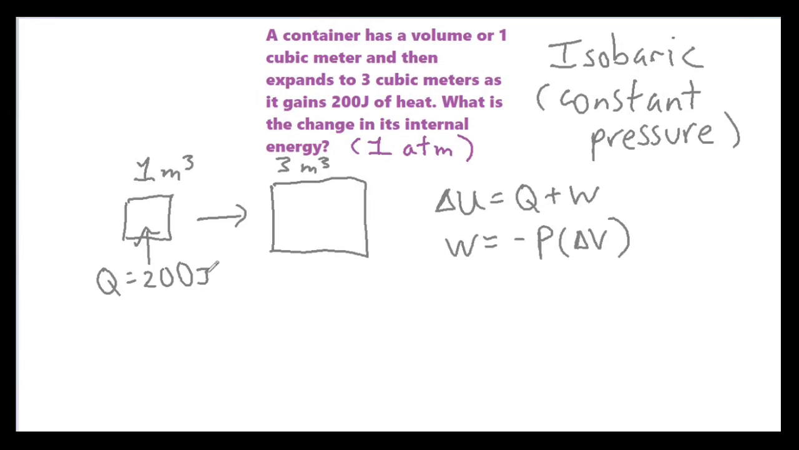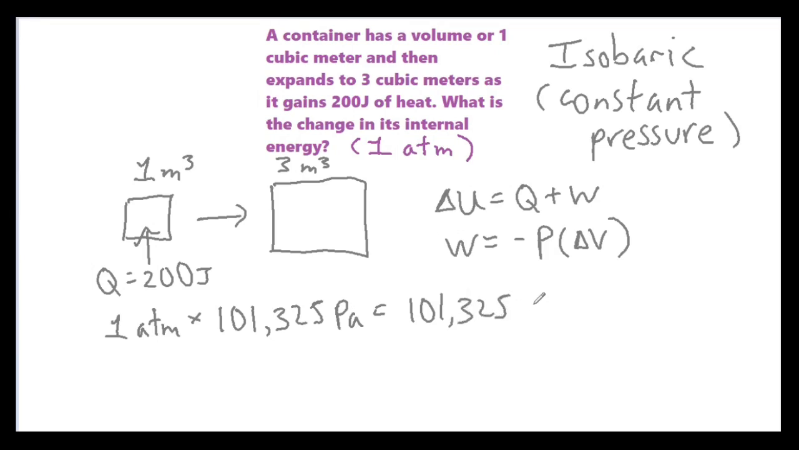We have a Q value of positive 200. We have some volume, so we can find our delta V, and we have a pressure of 1 atm that we need to convert. So we have 1 atmosphere, and then we're going to multiply that by 101,325 pascals, which obviously still equals 101,325. So that's going to be our pressure for both containers because it's an isobaric situation where the pressure remains constant.